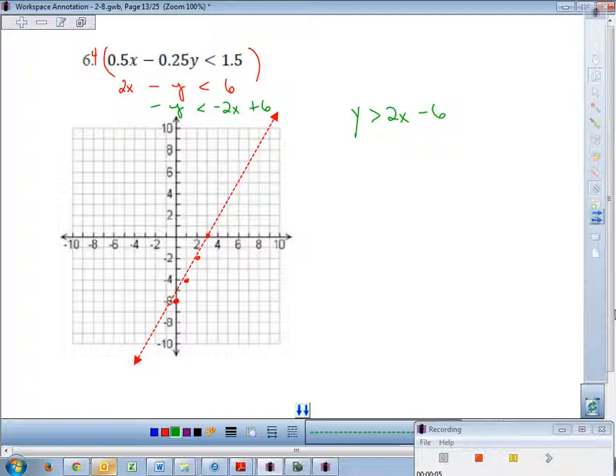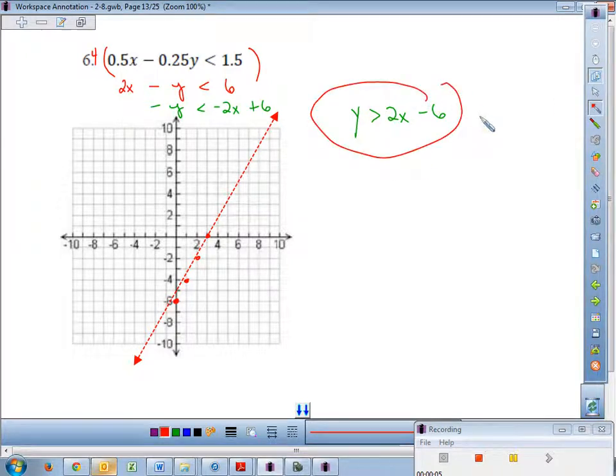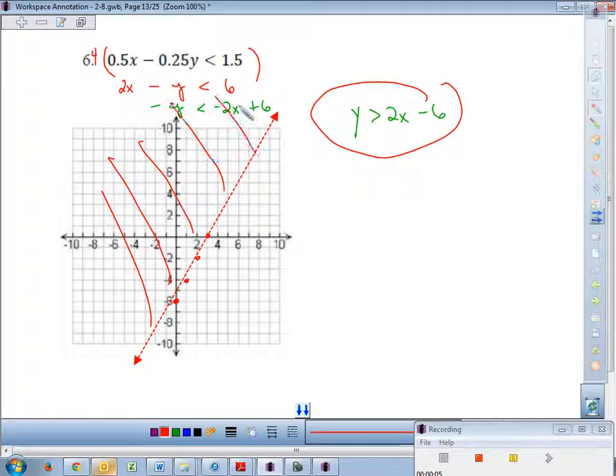But do you shade based on the original symbol, or the one that you just put in slope-intercept form? You got to look at this guy. What's the symbol? Greater than or less than? Greater than. Even though the original one was a less than, we simplified it to be this, so that means shade above that. Are we good if those were lines? Awesome. That was just a warm-up.